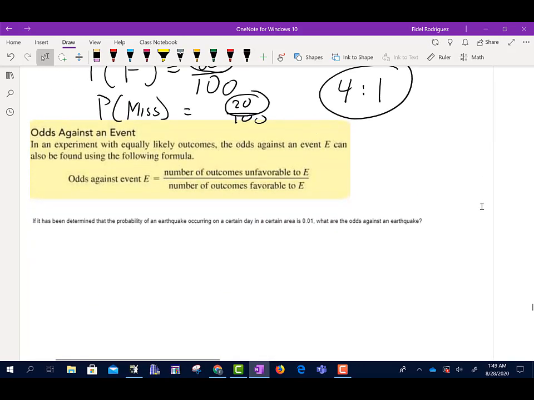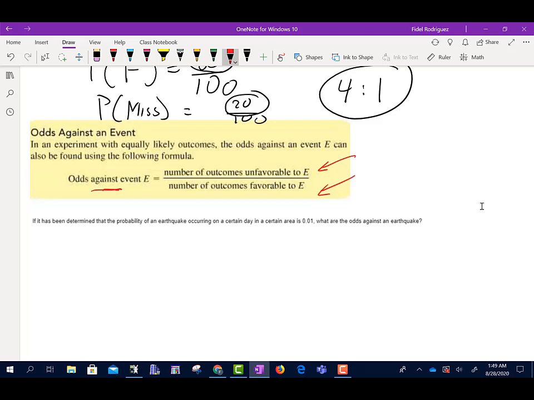Okay, so when we're talking about the odds in favor of an event, we had the number of outcomes favorable first, and then the number of outcomes unfavorable second. Well, now when we talk about the odds against an event, it's going to be the number of outcomes unfavorable to the number of outcomes that are favorable. Okay? So let's take a look here at this next problem.